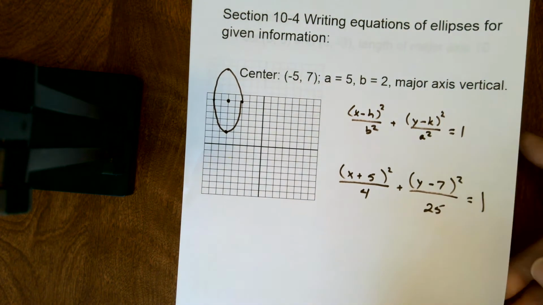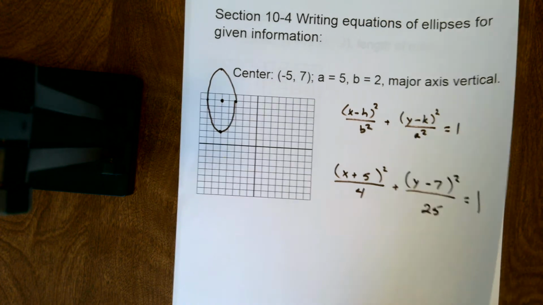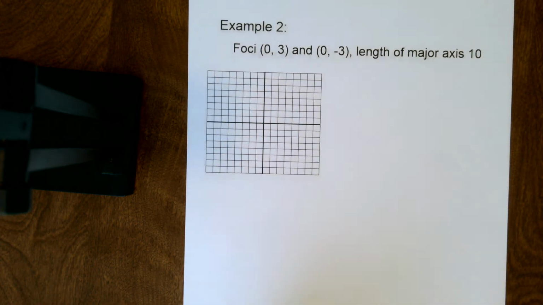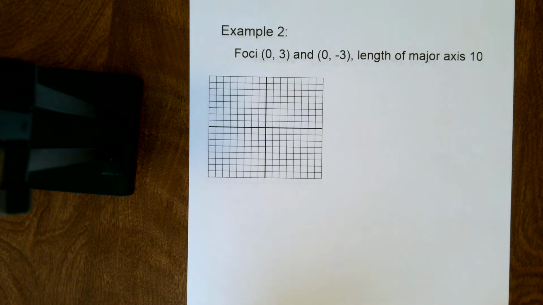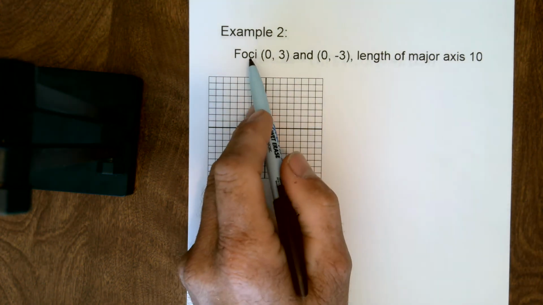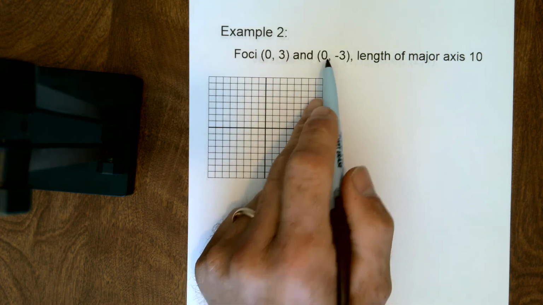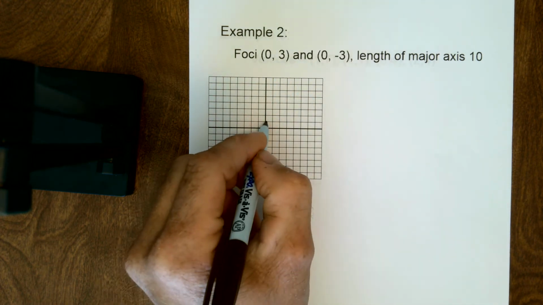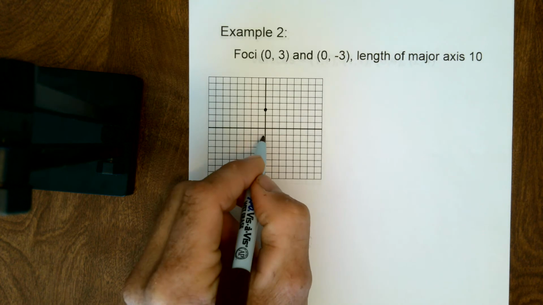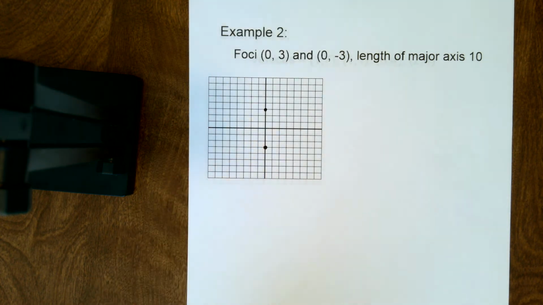Now that was a little on the easier side of what we're going to see. They do get much more complicated. We can get into a lot of different things as we get into these problems. So here we have the foci at 0, 3, and 0, -3. So again, I'm going to go ahead and plot those points. So I have my 0, 3 and my 0, -3.